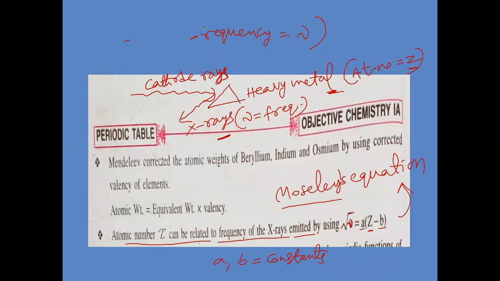A of Z minus B, how to write now? A into Z minus A into B, we can write like this. We can open the brackets. Square root of nu is equal to A into Z, that is AZ, minus A into B, that is AB.